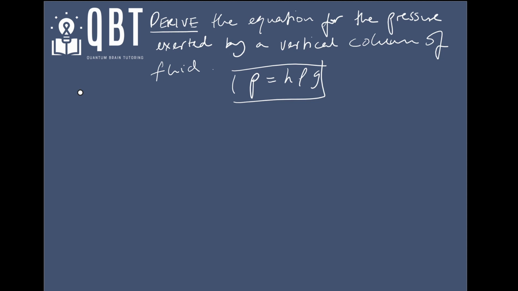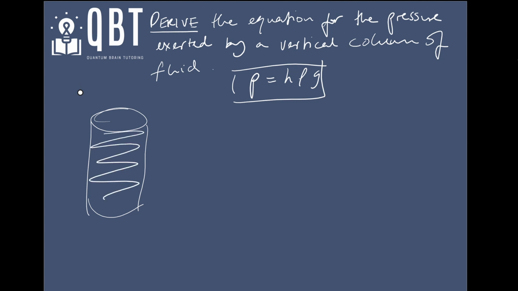Now, let's consider our vertical column. Okay, here we have our vertical column and it's got fluid in it. Now, we can say that at the base, okay, at the very bottom, right, where all that pressure is being exerted, we can say that the pressure at the base is going to be equal to the weight of the column divided by its area, okay? So we're saying that at the base, the pressure is equal to the weight divided by area. And that's because pressure is equal to force divided by area.